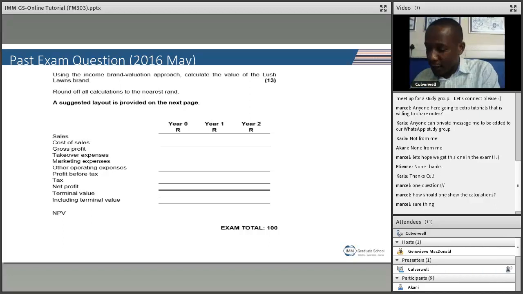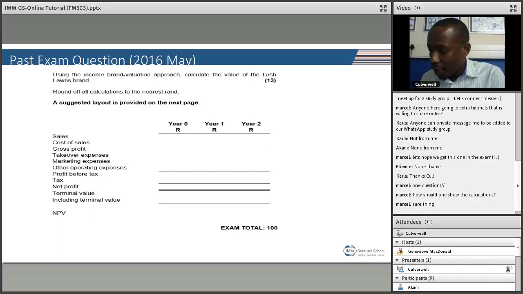Now I've got this net profit. Year 0, my net profit is 13,464,000. Year 1, I have 14,515,200. And then year 2, I have 15,240,960. Then the following line, just underneath my net profit, is the terminal value.